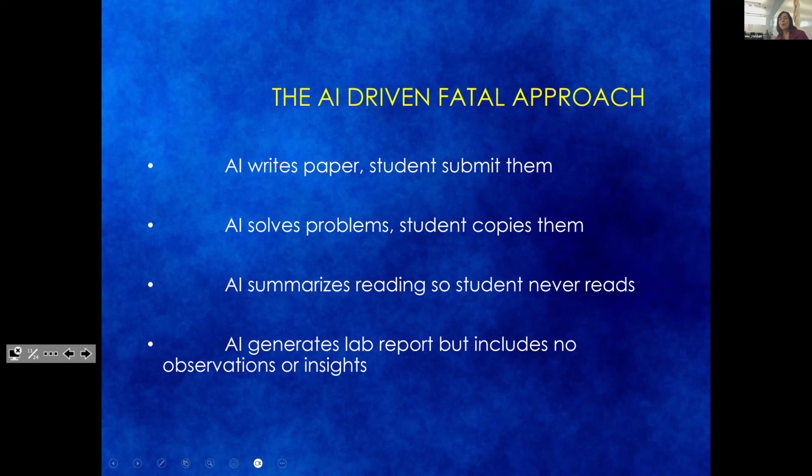Number one, the AI writes the paper and then the student simply submits it. Or the AI solves a problem and the student copies it. And this could also be some of these tutoring programs, apps that are on their computers. It's the same thing. They cut and paste and they just copy it. The AI summarizes the reading, so the student never actually reads. Or in lab, the AI generates a lab report, but there are no observations of what happened. There's no insight, and it doesn't go a step further than that.